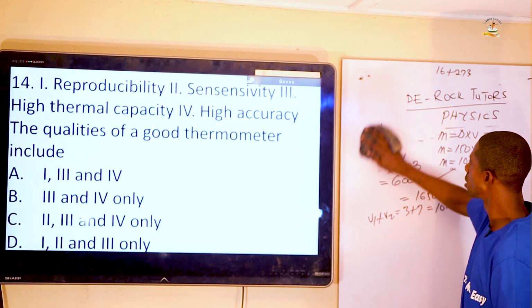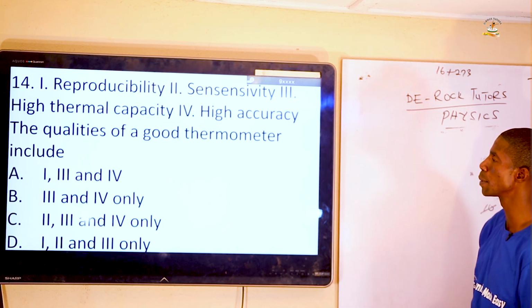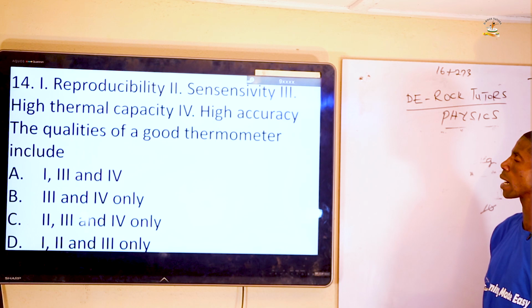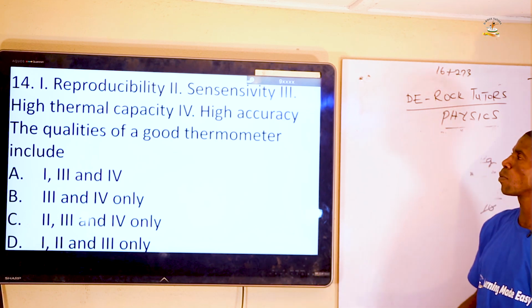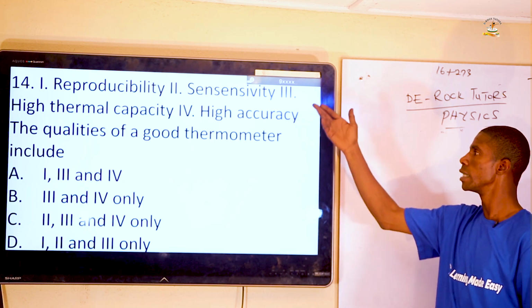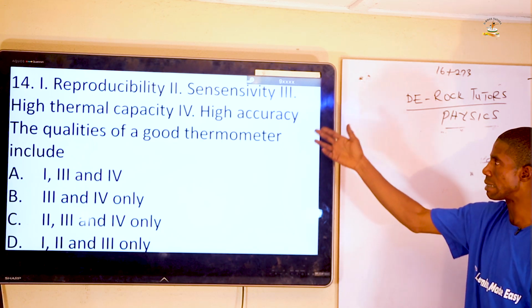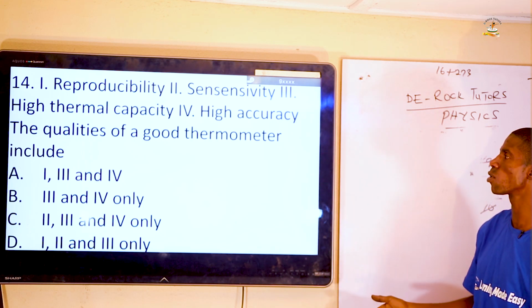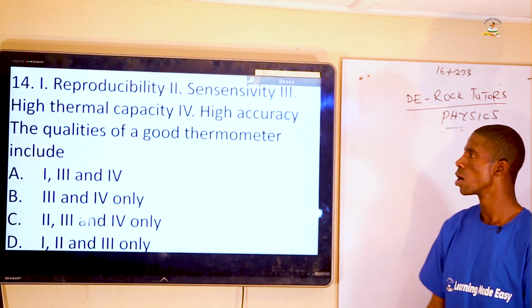Then we are given some factors here. The first factor is reproducibility. Then we have sensitivity, high thermal capacity, and high accuracy. The question says the qualities of a good thermometer include. So a good thermometer has to have high sensitivity. It must also have high thermal capacity, and it must be of high accuracy. In that case, 2, 3, and 4 are properties of a good thermometer, and the option that goes with that is option C. So we can go to the next question.